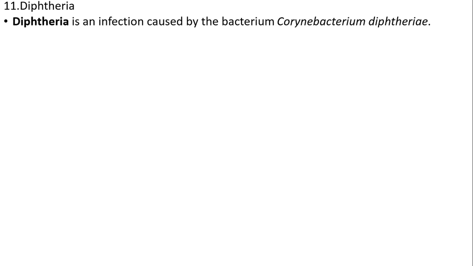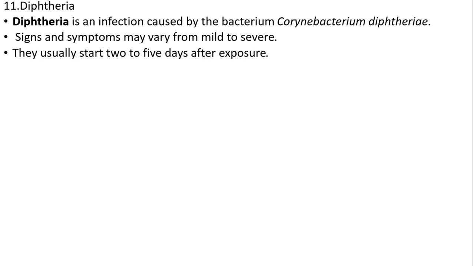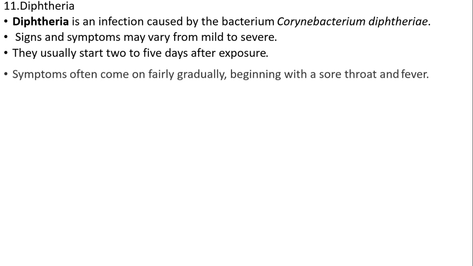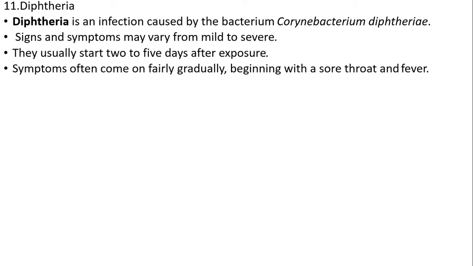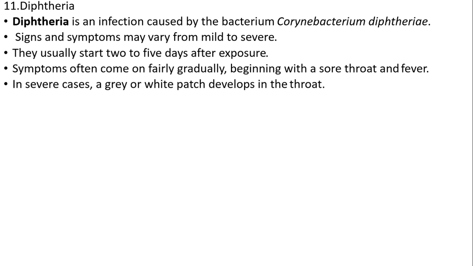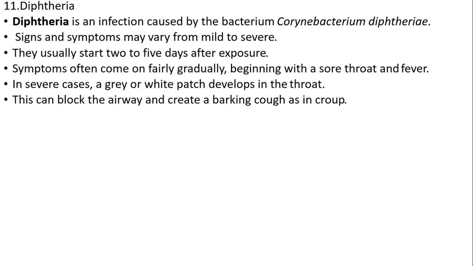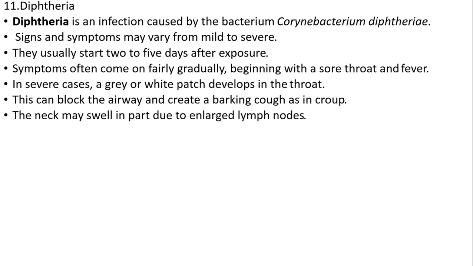Diphtheria. Diphtheria is an infection caused by Corynebacterium diphtheriae. Signs and symptoms may vary from mild to severe. They usually start 2 to 5 days after the exposure. Symptoms often come on fairly gradually, beginning with a sore throat and fever. In severe cases, grey or white patches develop in the throat. This can block the airway and create a barking cough as in croup. The neck may swell as a part of this due to enlarged lymph nodes.